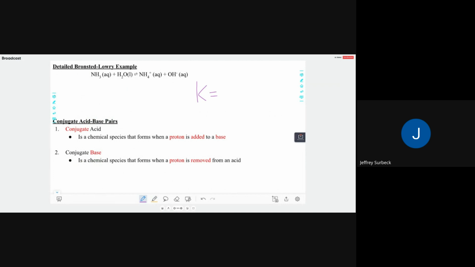It has to either be aq or it has to be a gas. Well, both of those things, NH4 plus and OH minus, are aq. So we could say, all right, the concentration of NH4 with a 1 plus raised to the first power because of the coefficient of 1, times the concentration of OH minus raised to that first power, is all divided by only one thing, NH3. And why don't we include H2O?